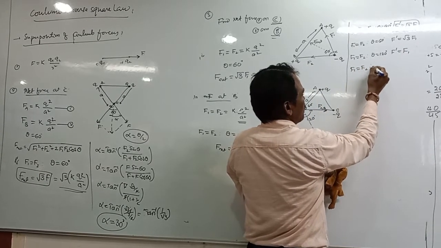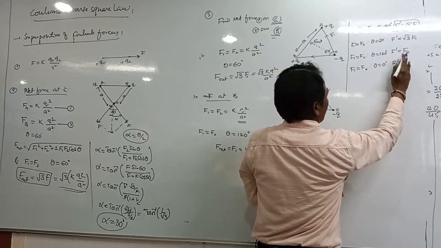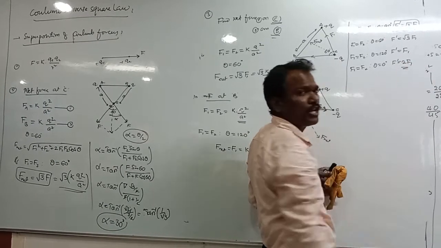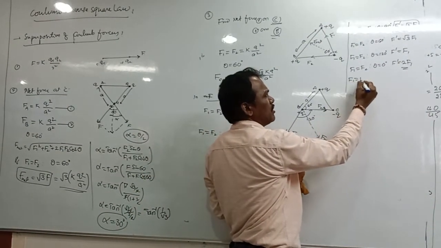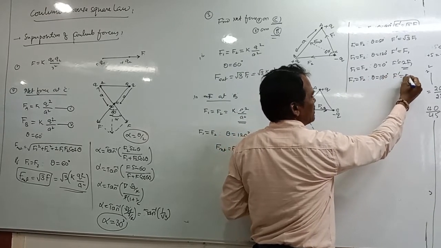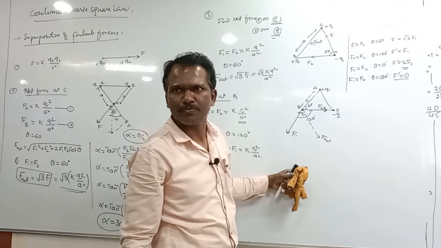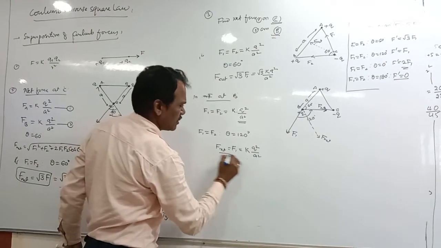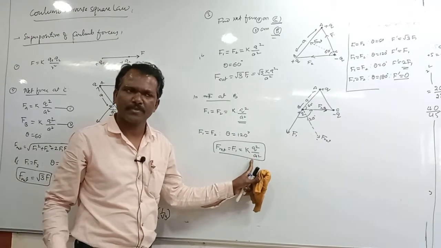F1 is equal to F2, theta is equal to 0. F dash is equal to what you can write? F1 plus F2, that is 2F1 or 2F2. Right? Next, F1 is equal to F2, theta is 180 degrees. Then F dash is, how much it is? 0. F1 minus F2. Right. So this net force acting here is equal to k into q square by a square.